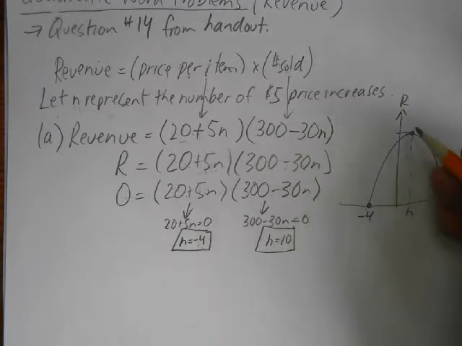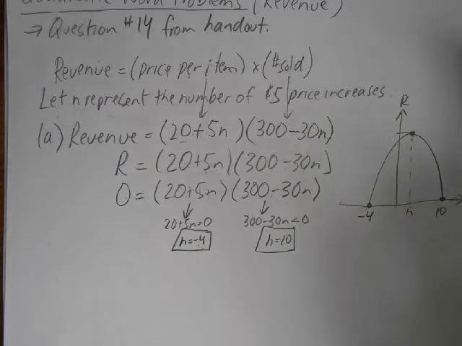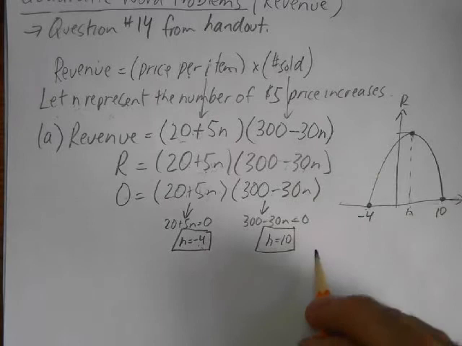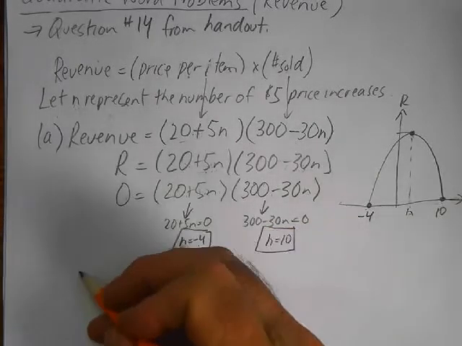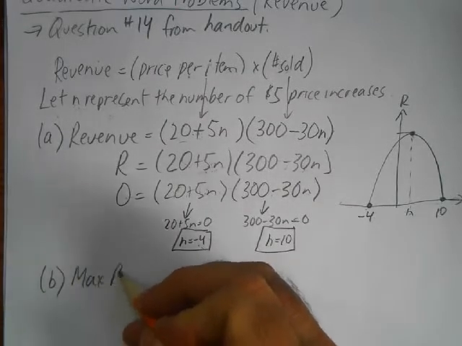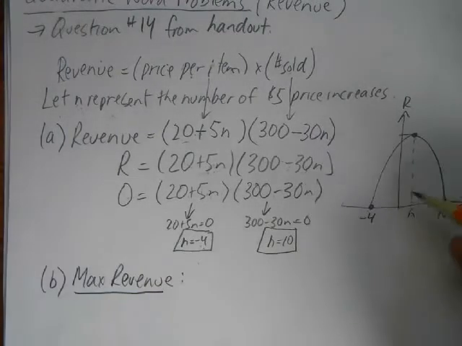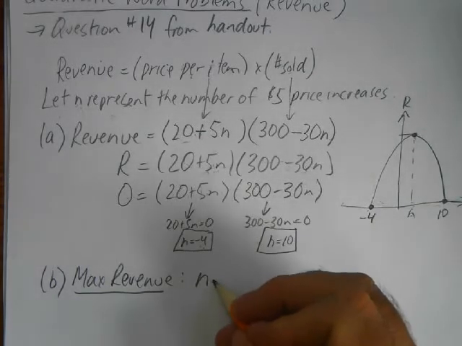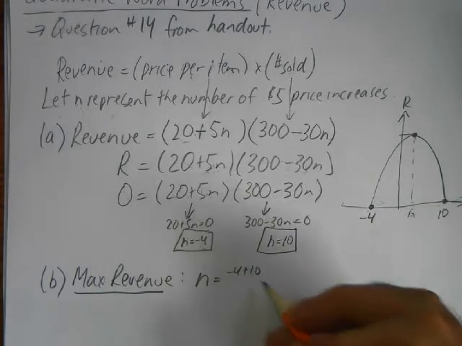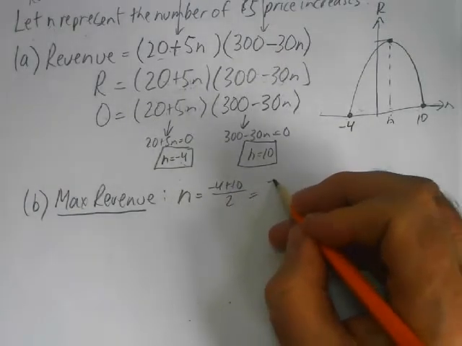So I have a -4 there. That's why I drew this curve that way, because I knew I'd have a negative value, and I have a 10 here. Okay, so I'm trying to find that value of n. So now I'm trying to find the maximum revenue, and that happens when n is the average of these 2. So n equals -4 plus 10 divided by 2, so that's 6/2, so n is 3.